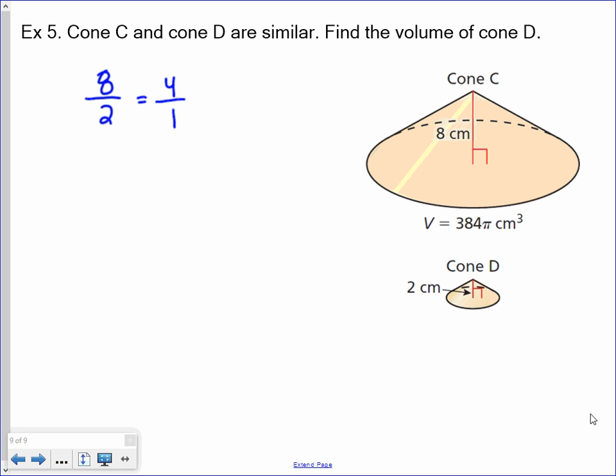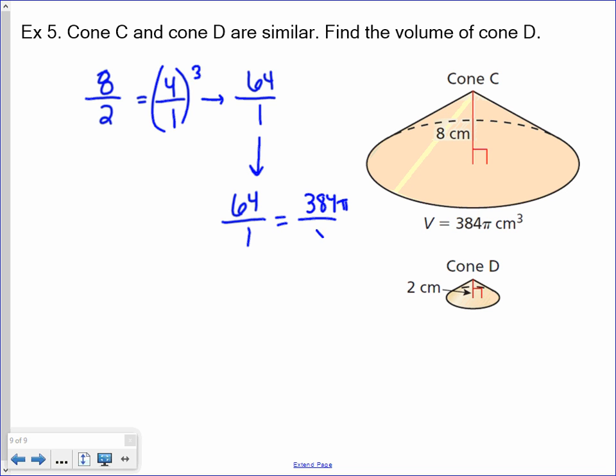Okay, but that is not the relationship. You can't just divide by 4 and get this volume. That would not work. You have to cube it first. 4 cubed is 64, 1 cubed is 1. And now you're ready to set up your proportion. Now I did big over little, 8 over 2, so I would need to do 384 pi over x.